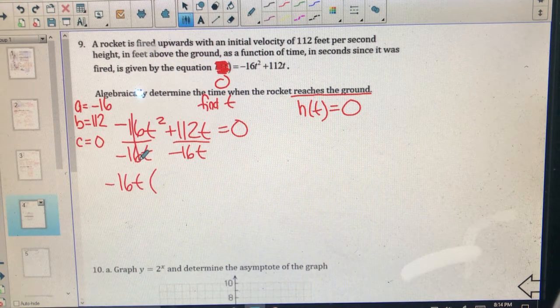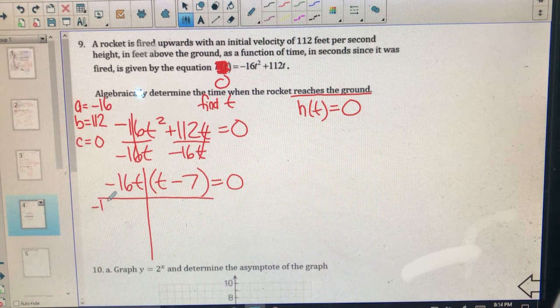Well, these negative 16's cancel, and t squared divided by t is t, and then positive 112 divided by negative 16 is going to be a minus 7, and those t's cancel, and that's equal to 0. Now this t minus 7, I should check to see if it factors again, but it doesn't. So at this point, I'm already set to tee it up. So negative 16t equals 0, and t minus 7 equals 0.